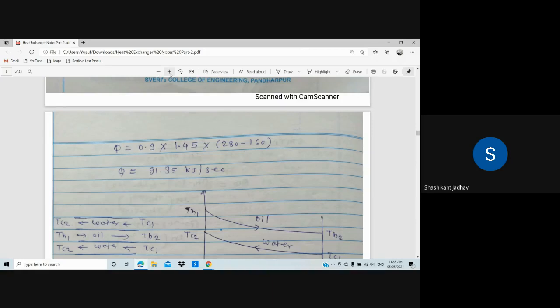What is the value of mass flow rate of the hot fluid? That is 0.9. Then Cp of the hot fluid, that is 1.45. And the temperature difference for the hot fluid, TH1 minus TH2, that is 230 minus 160. We have to put these values into this equation and get the value of Q. This much amount of heat transfer takes place between the two fluids.